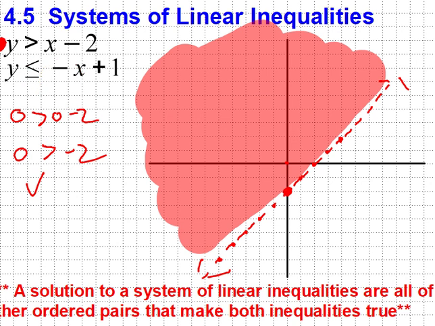So I just graphed the first one. Now I'm going to graph my second inequality, and I'll do this one in blue. This is my first inequality on my graph, and now I'm going to do my second one. Negative x plus 1, so I'm going to start at positive 1. Negative x, so this is down 1 over 1. And this one is a solid line because it has the "or equal to."